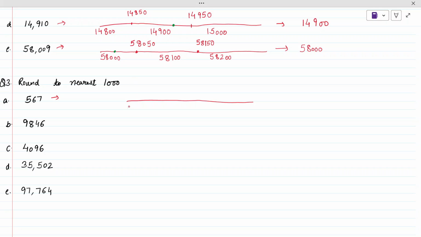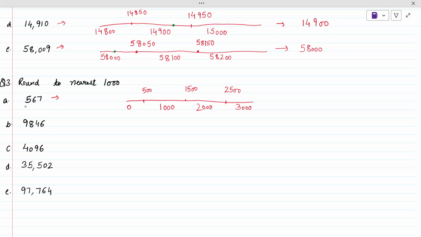We will start from, in this case, 0, 1000, 2000, 3000 and so on. Okay, and again we will find the midpoint. The midpoint of 0 and 1000 is 500. The midpoint of 1000 and 2000 is 1500 and the midpoint of 2000 and 3000 is 2500. ठीक है?